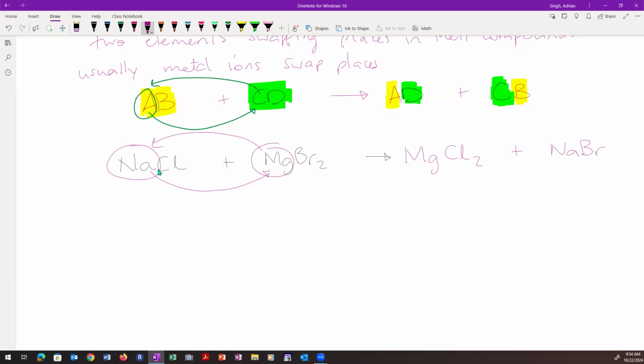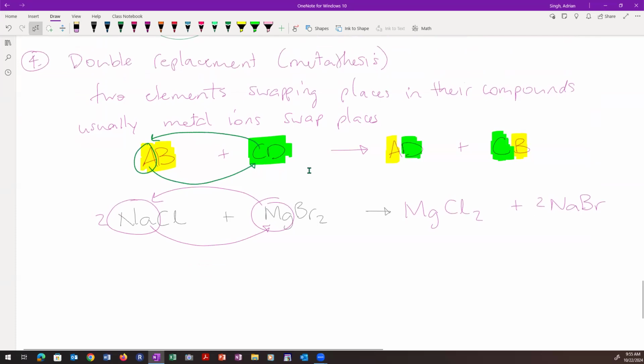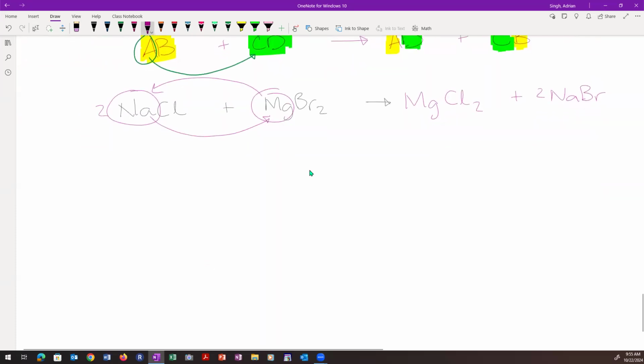And then we need to balance our equation. So we need a 2 in front of the NaCl, we need a 2 in front of the NaBr. Right, so that's a double replacement or a metathesis. Usually metal ions swap places with each other.